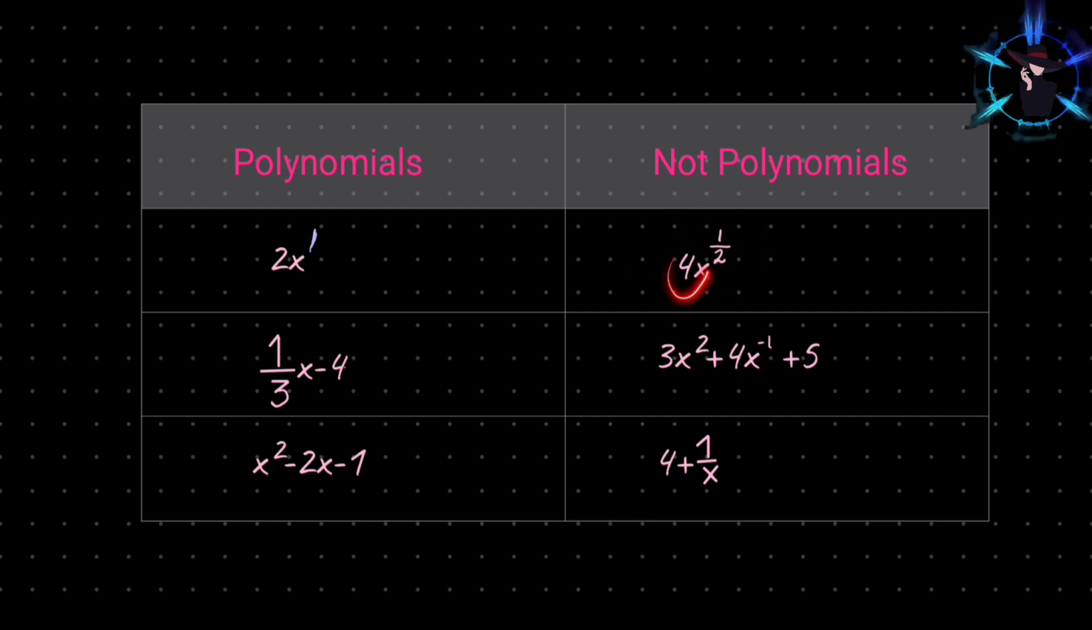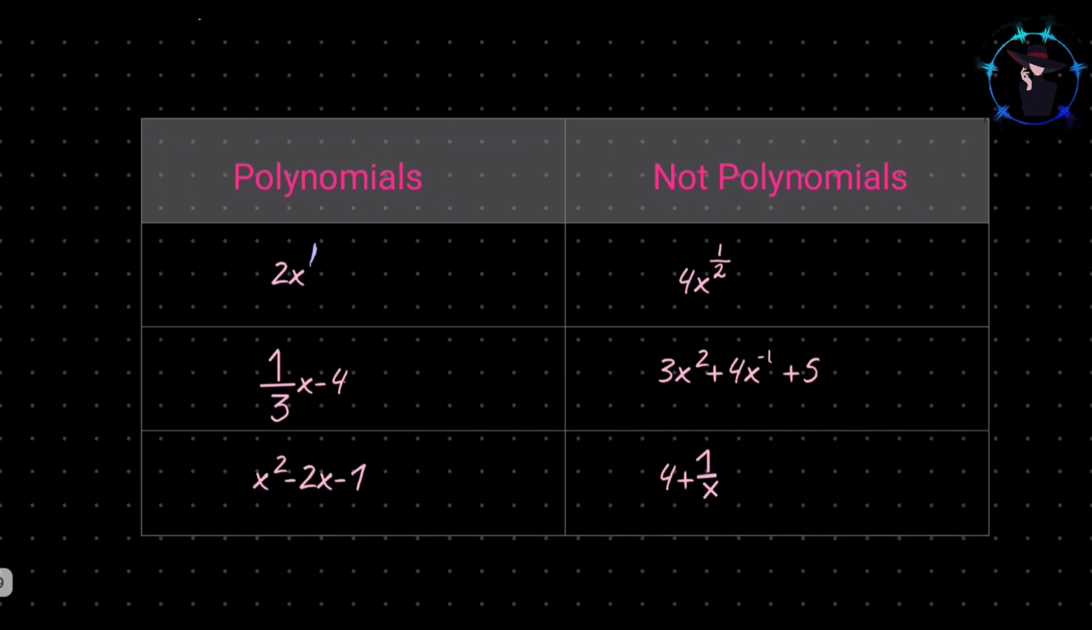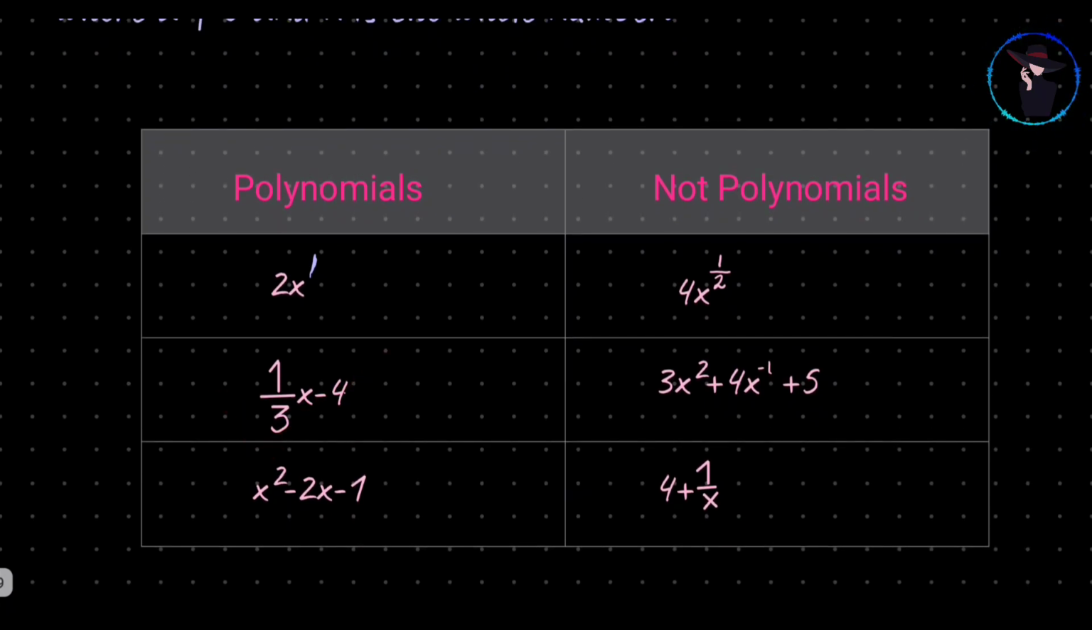It satisfied the explanation. What about this? We have 4 as a, which is a real number. We have a variable, but we have the power 1 by 2. 1 by 2 is not a whole number, right? We need the value of n as a whole number, so it is not a polynomial. This is a polynomial, so is this. But what about here? Again we have minus 1, which is not a whole number. A negative value is not included in the whole numbers, so it is also not a polynomial.